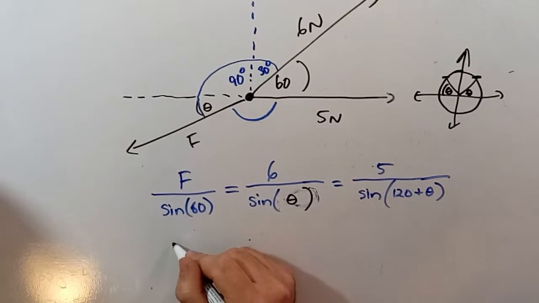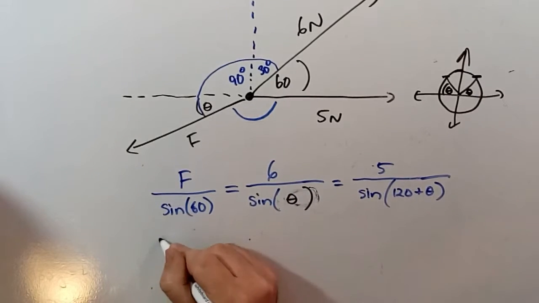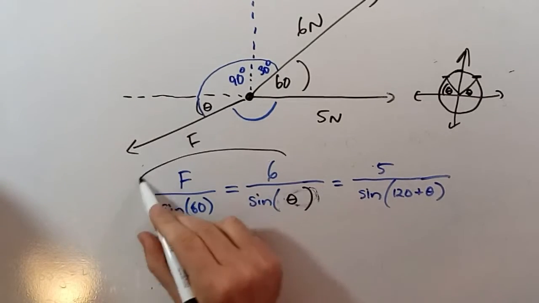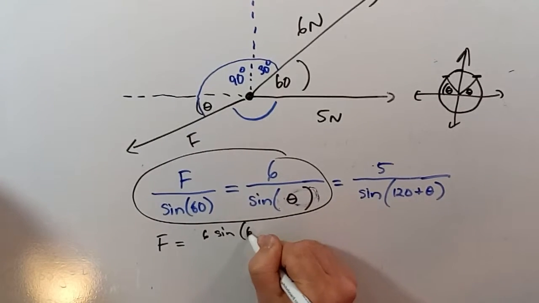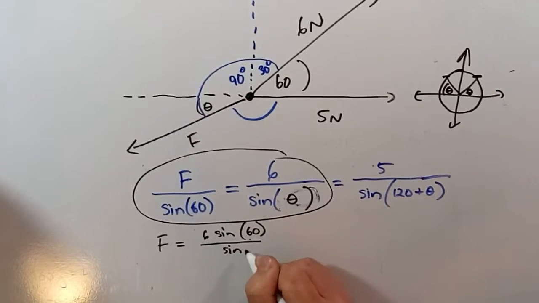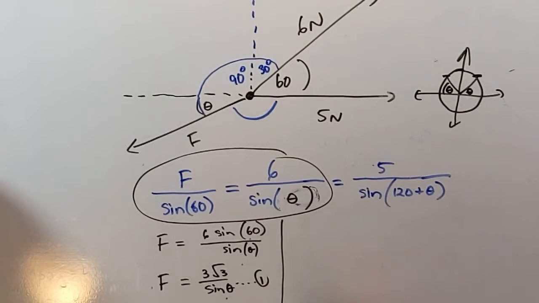Okay, so here we've got one equation. F is going to equal, let's just use this bit, 6 sine of 60 over sine of theta. Sine of 60 is root 3 on 2, so you can put that in. That would make it 3 root 3 over sine theta equals F. So that's equation 1, or F sine theta equals 3 root 3.